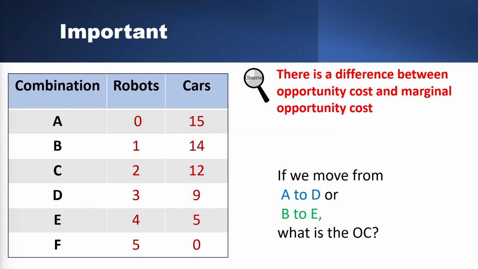If we were to move from point A to D, then we are not looking at marginal. We are just looking at opportunity cost total. So we are looking at opportunity cost when we are moving from A to D. The opportunity cost is we are losing how many cars? A to D we are losing 6 cars. This is our opportunity cost, but this is not the marginal cost. From B to E when we are moving, we are losing 9 cars. The opportunity cost would be 9 cars. This is not equal to marginal opportunity cost.